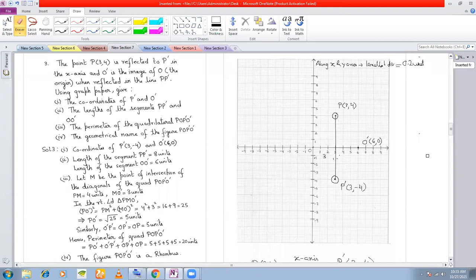The perimeter of the quadrilateral P O P dashed O dashed. So if you want to find out the perimeter, let us first form the quadrilateral by joining all the points. P, you join with O. You join with P dashed. And you join with O dashed. This is a quadrilateral that you are getting.